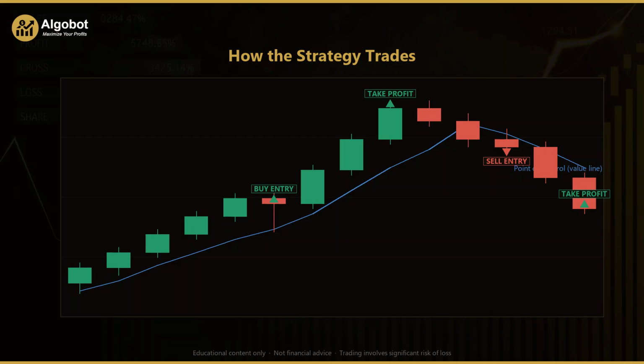Of course, not every setup behaves this cleanly. In real markets, pullbacks can push straight through the value line and hit the stop, which is exactly why the fixed, volatility-scaled stop is there.